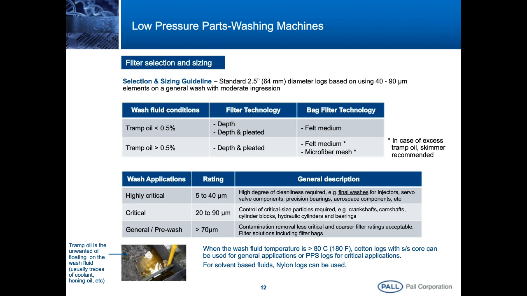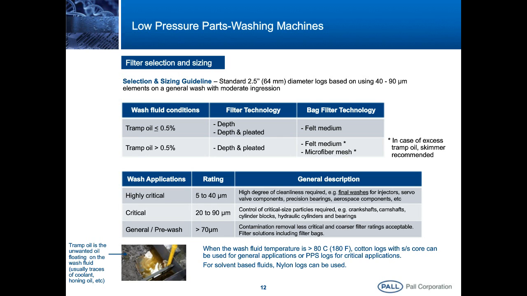Obviously, the dimension and the type of filters depend on the flow density, the ingression rate, etc. For large wash systems, size 2 pleated filters are the best solution in terms of service life. Above a 0.5% concentration of tramp oil, depth and pleated filters are preferred.